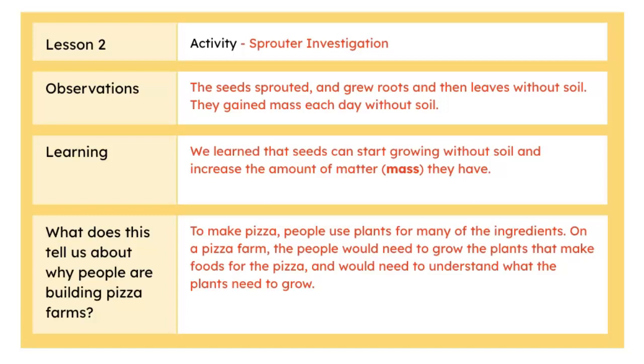During the discussion, you will begin to fill out the Lesson 2 summary chart to keep track of the class's ideas. By the end of the discussion, students should know that to make pizza, people use plants for many of the ingredients, and on a pizza farm, people would need to grow the plants that make the food for the pizza. It's important to understand what the plants need to grow.